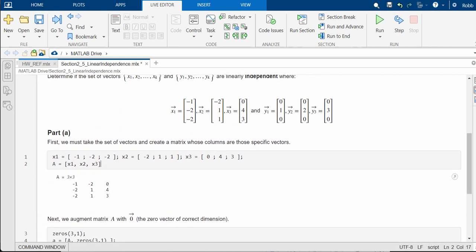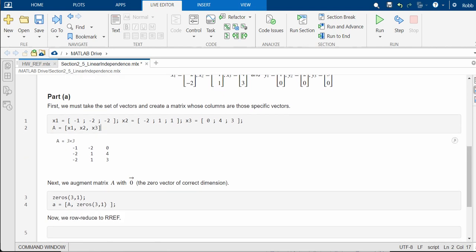And notice that the -1, -2, -2, the first vector is correct, -2, 1, 1, the second vector is correct, 0, 4, 3, this third vector is correct. So in fact, A is right. A is the set of vectors x sub 1, x sub 2, x sub 3. Its columns are that set of vectors.